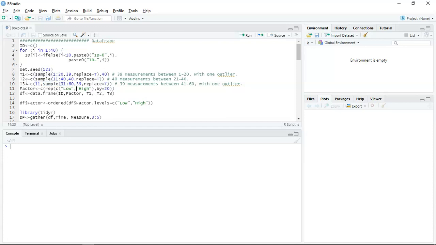Then on line 11 here is where the factor is created, that between subjects factor, if you're thinking of going down the whole ANOVA route, which we're not doing in this video.